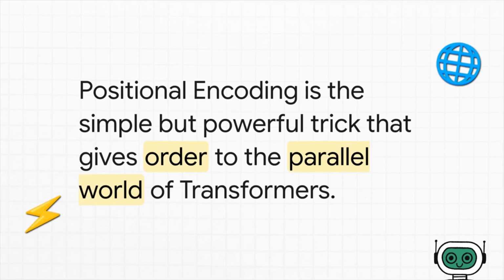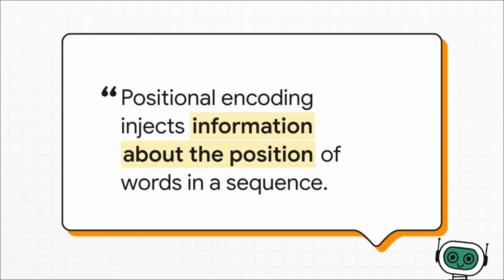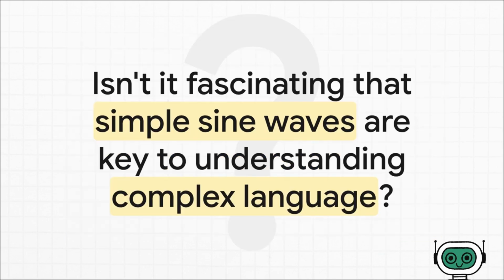So when you boil it all down, positional encoding is the simple but powerful trick that brings a sense of order to the otherwise parallel world of transformers. And the one thing to remember is this. Positional encoding works by injecting a unique, predictable signal about sequence order directly into a word's meaning. And that leaves us with a pretty cool thought, right? Isn't it fascinating that the simple, predictable rhythm of sine waves provides the very foundation for understanding something as complex as human language?